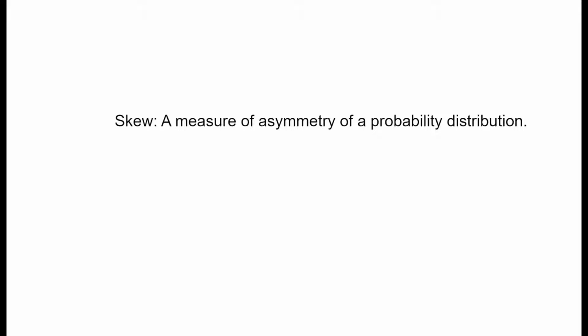In this video, we're going to be discussing skew, and we're going to see some physical examples of what that looks like on distributions. So skew is a measure of asymmetry of a probability distribution. So you're seeing how unsymmetrical the probability distribution is.